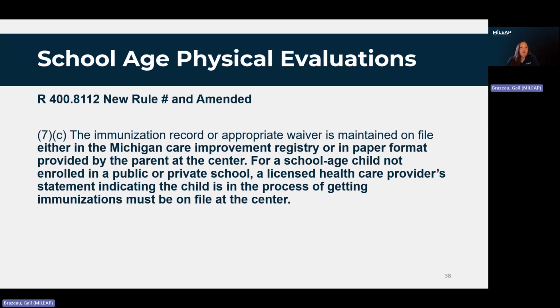Rule 8112 continued, school age physical evaluations. Subrule 7C. The immunization record or appropriate waiver is maintained on file either in the Michigan Care Improvement Registry, MICR, or in paper format provided by the parent at the center. For a school-age child not enrolled in public or private school, a licensed healthcare provider statement indicating the child is in the process of getting immunizations must be on file at the center. So this rule covers if a child is homeschooled as well.